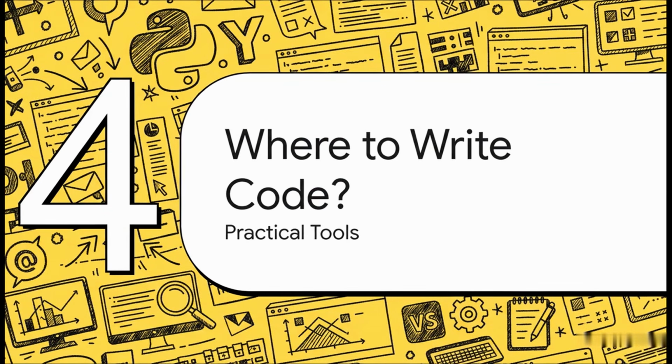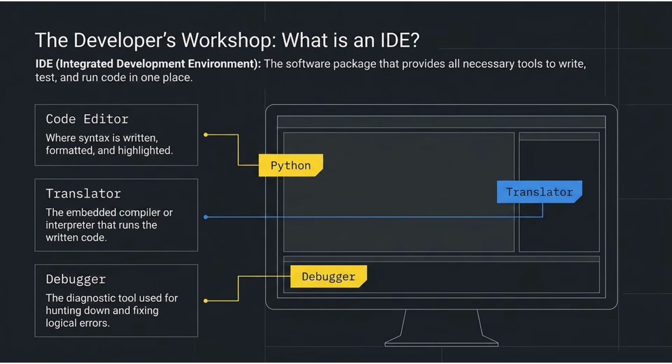Finally, we arrive at our highly practical Part 4, where to write code. If you're going to write code comfortably, you really need an IDE. That stands for Integrated Development Environment. You can think of an IDE as your complete premium digital workbench. First, it gives you a clean text editor to actually write your code.